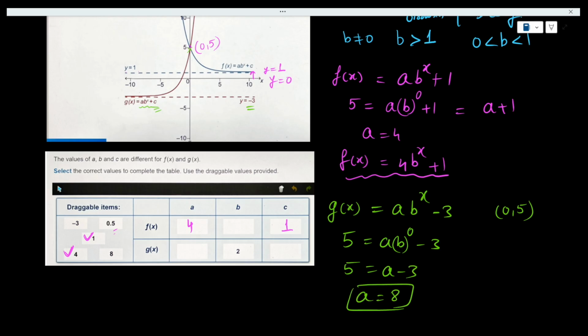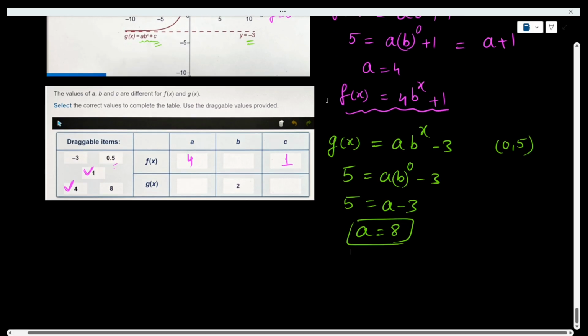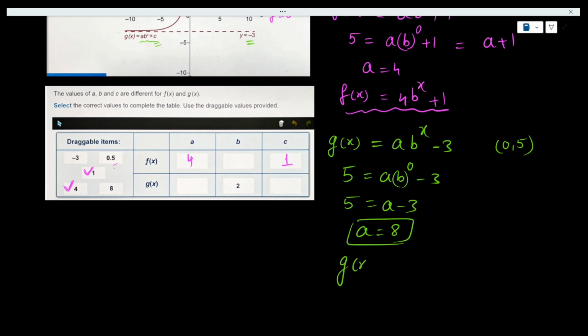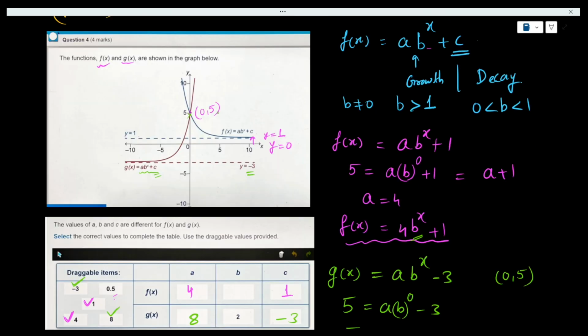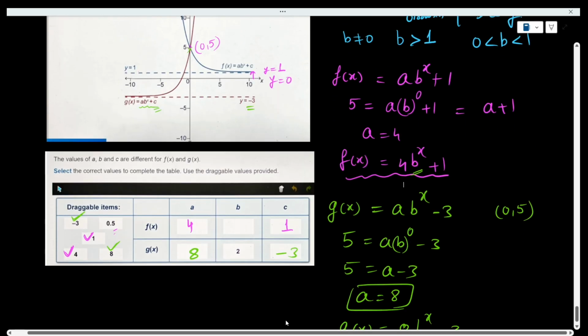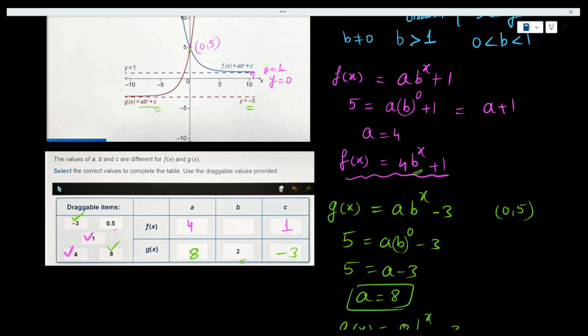So what is going to be your g of x? The function g of x, the initial value is going to be 8 b to the power x minus 3. So if you will see for g of x here, a is 8, then your horizontal asymptote, which is the c, the vertical movement, is minus 3. 0.5 is going to be for this. They have already given it here for g of x, so it's going to be 0.5.